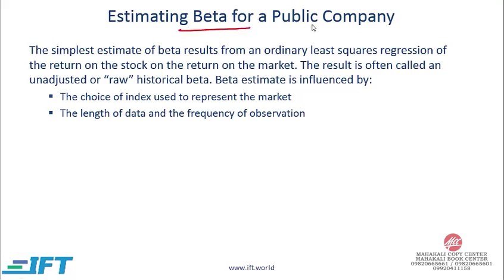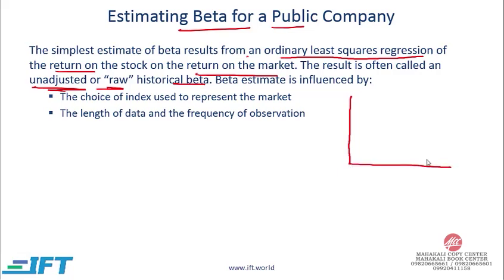Estimating beta for a public company. How do we come up with beta? We touched on this at level 1, but now that you have studied regression at level 2, we can go into a little more detail. The simplest estimate of beta results from an ordinary least squares regression of the return on the stock versus the return on the market. The result is often called an unadjusted or raw historical beta. So if you look at the curriculum, they actually show you a Bloomberg screen where the beta is calculated.